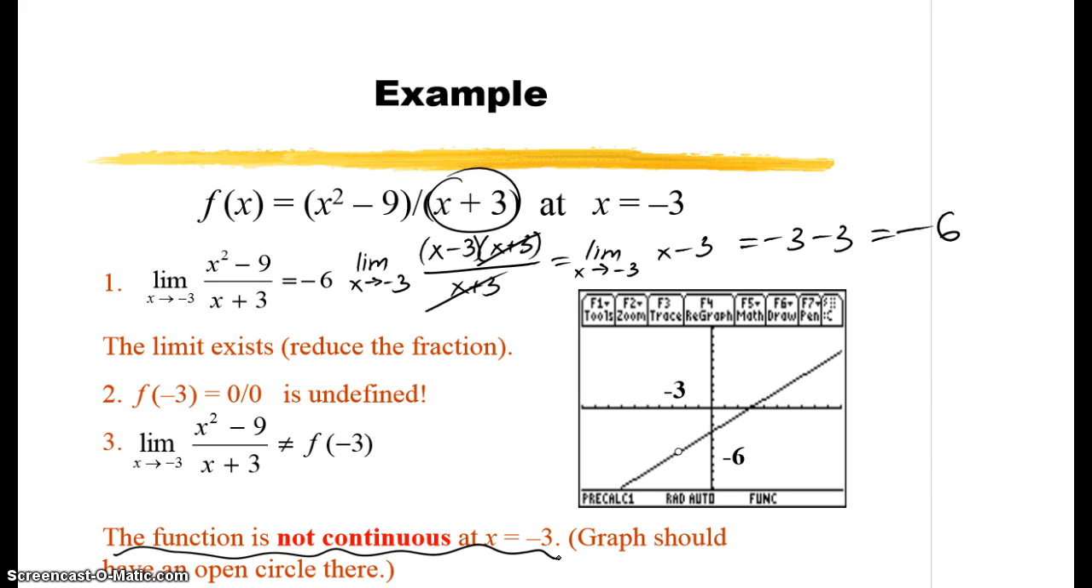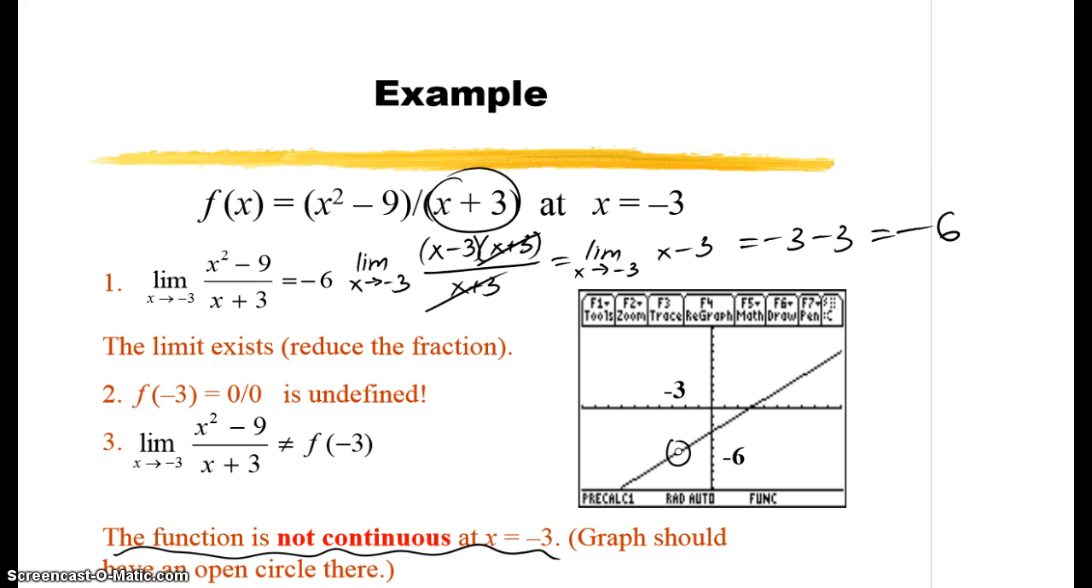If you graph this on your calculator, depending on what model you have, some models will actually display a little hole, a little open circle at negative 3. Others will not, but if you were to use the trace key, you'll see that you will not get anything at negative 3. It will just say y equals blank.